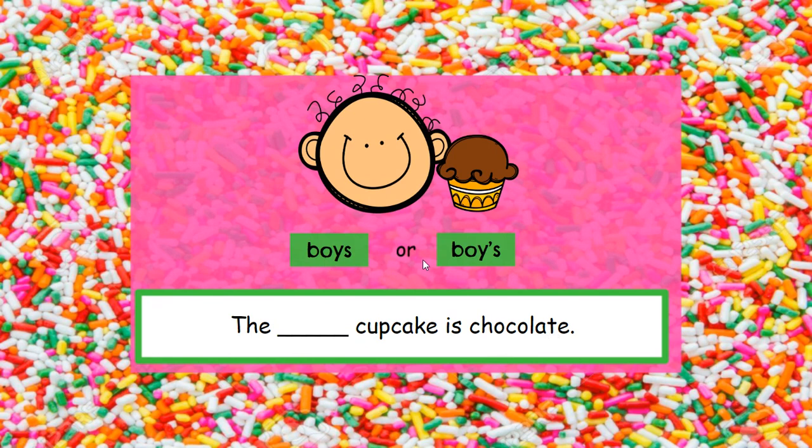Is it more than one boy, or does the boy own the cupcake? The boy owns the cupcake. It is his cupcake. So for this sentence, the correct answer is boys with an apostrophe S. You're going to click and drag it to the blank in the sentence. The boy's cupcake is chocolate. Then you'll go to the next slide.